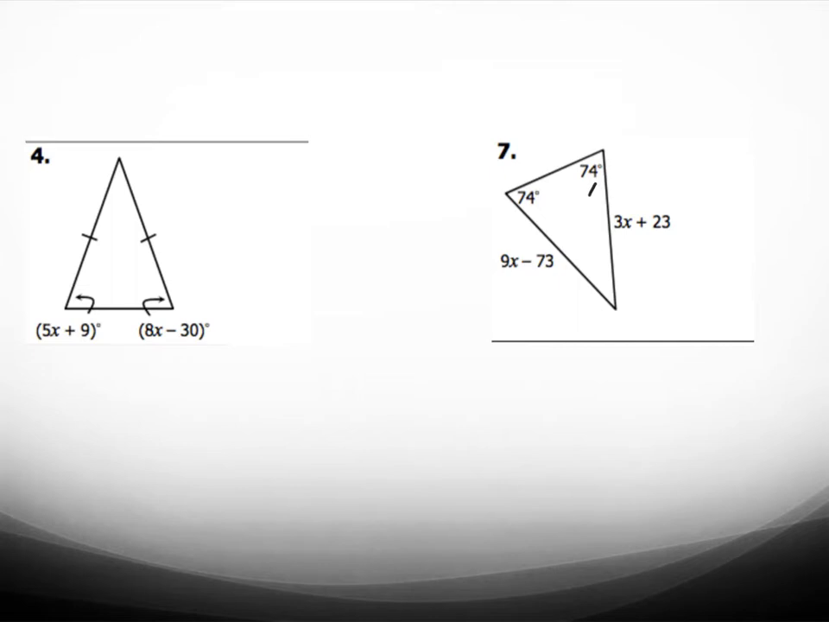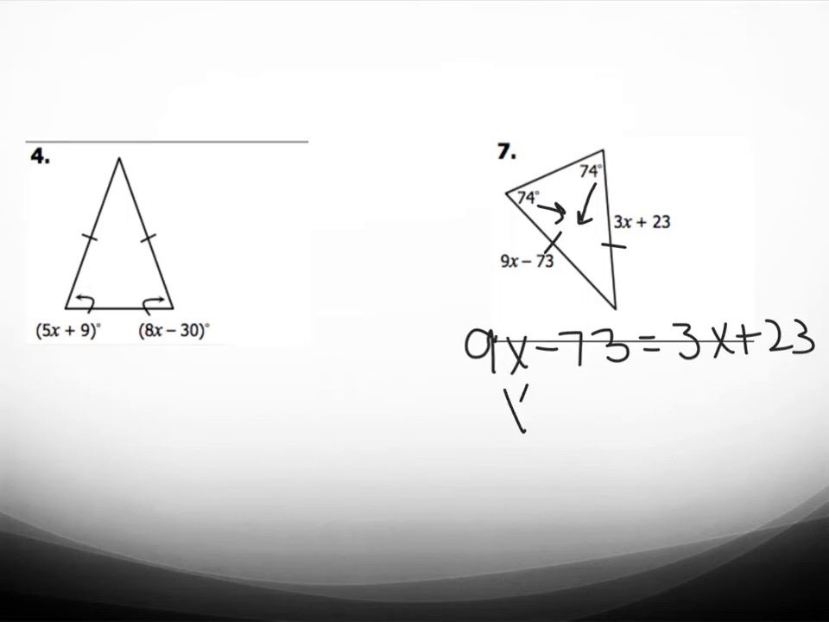So 74, let's go across from 74 and show that this side is equal to this side. So when I get ready to set up my math equation, I write 9x minus 73 is equal to 3x plus 23. You can hit pause at this time and work on your algebra and see if we get the same answer. We get x is equal to 16.